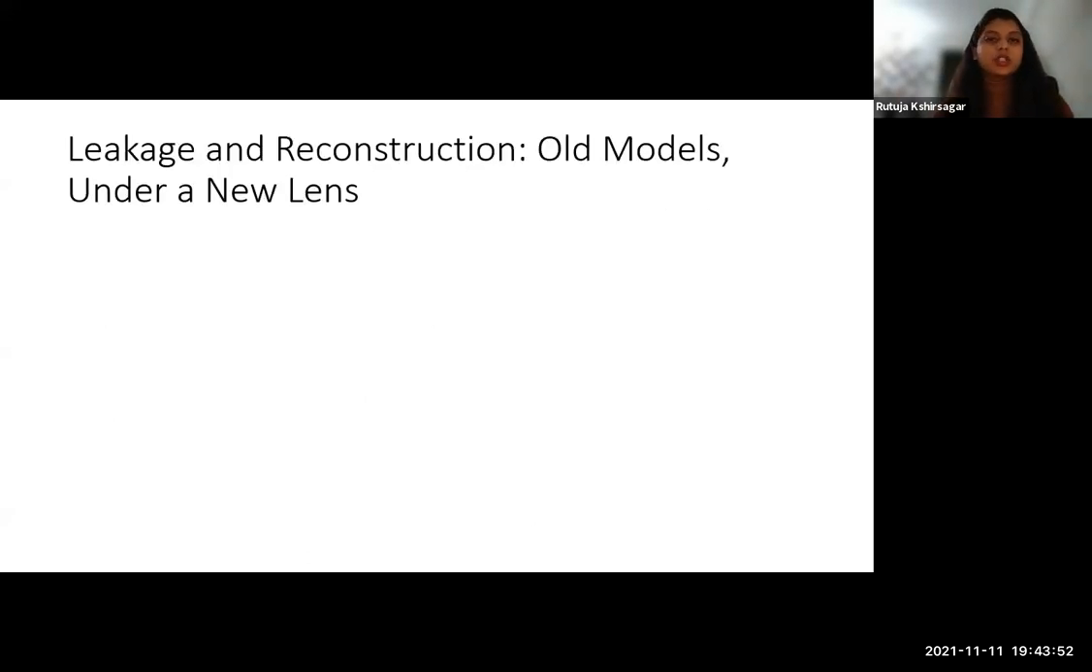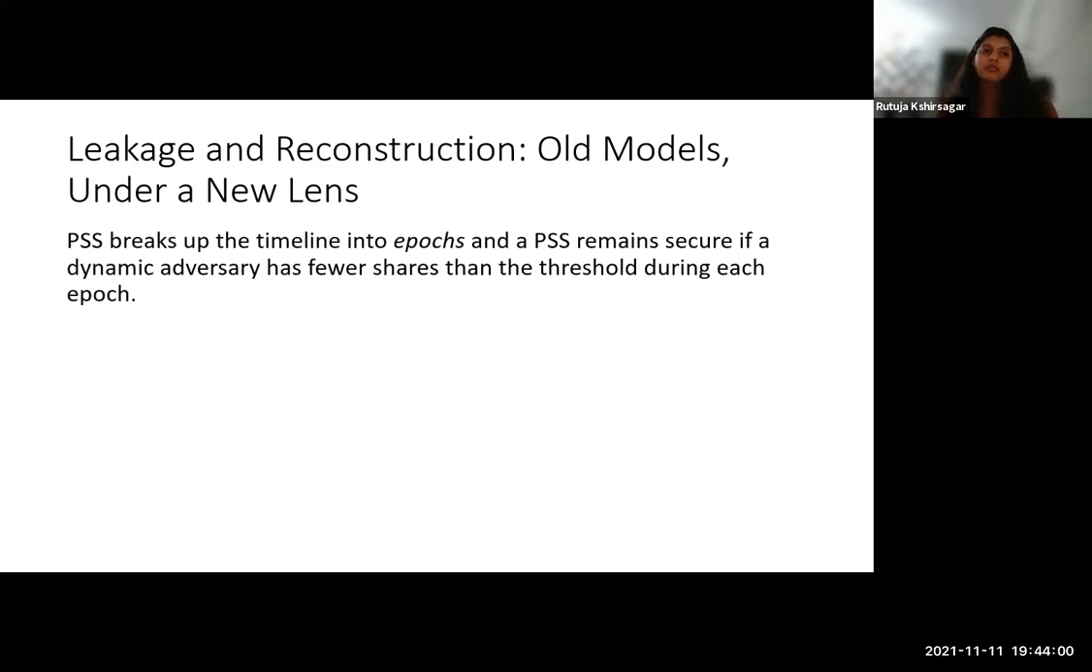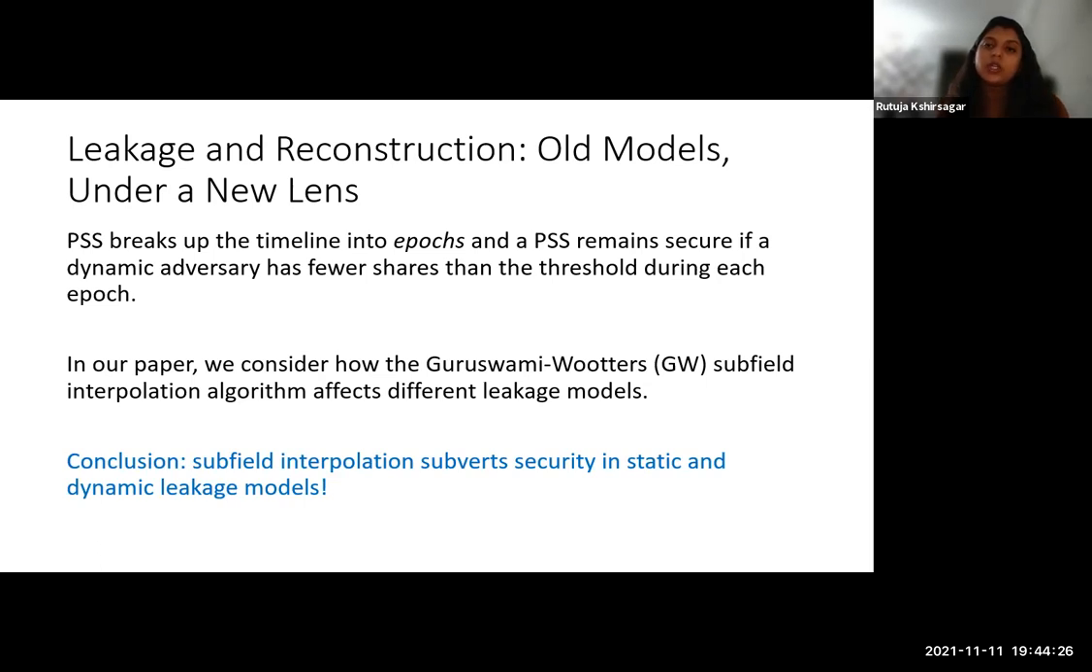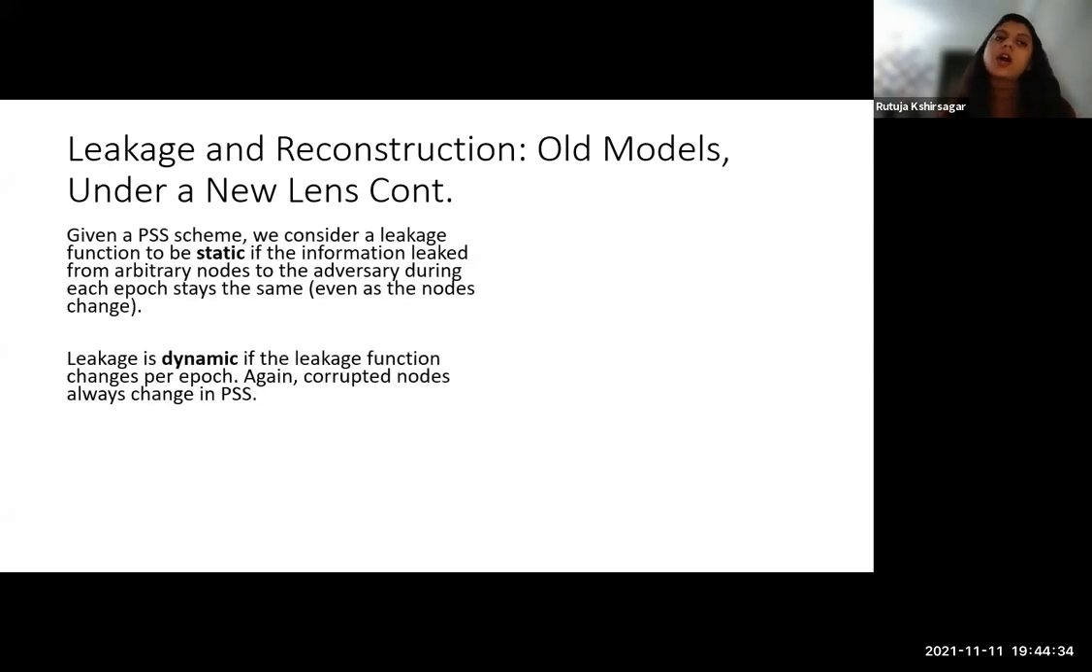Now let's look at each of these results in a little bit more detail. So we'll look at the first leakage related result. As I mentioned before, proactive secret sharing dynamically updates the shares in a timely fashion. Now, if each of these shares leaks some partial information, then using the Guruswami Wooters algorithm, we may be able to show that such a leakage could hamper the security of the proactive secret sharing scheme. So we consider two models of security. One is the static model, where leakage does not happen in consecutive epochs, whereas the second model is a dynamic leakage model, where the leakage function changes per epoch, and leakage can happen between epochs as well.